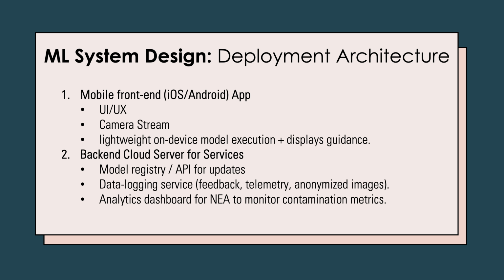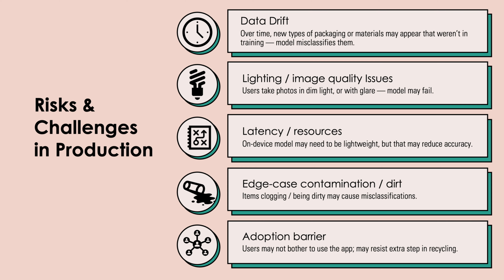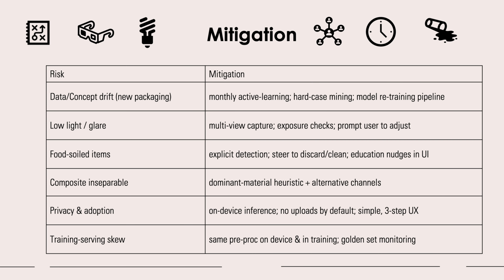A mobile app handles the camera and on-device inference. A backend provides model updates, feedback logging, and an analytics dashboard for NEA to monitor contamination metrics during pilots. Potential risks in production. We might face data and concept drift. This is due to packaging changes over time. We need to actively learn hard cases and retrain our model monthly.